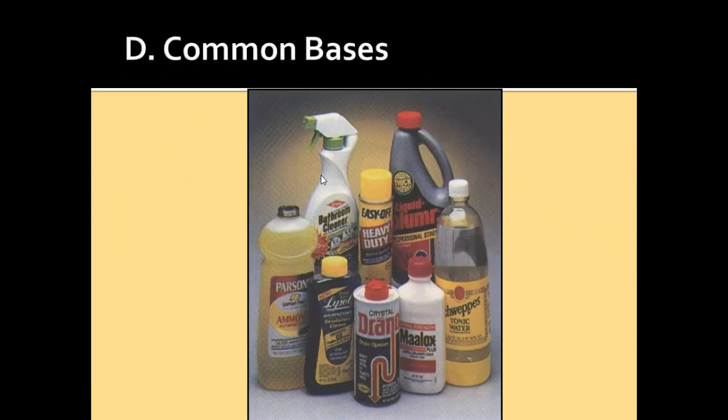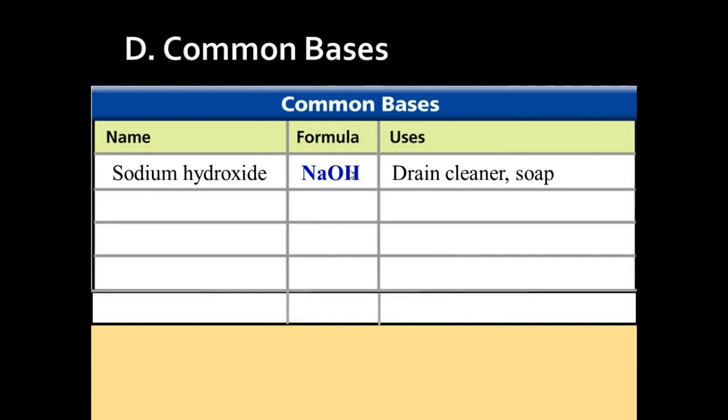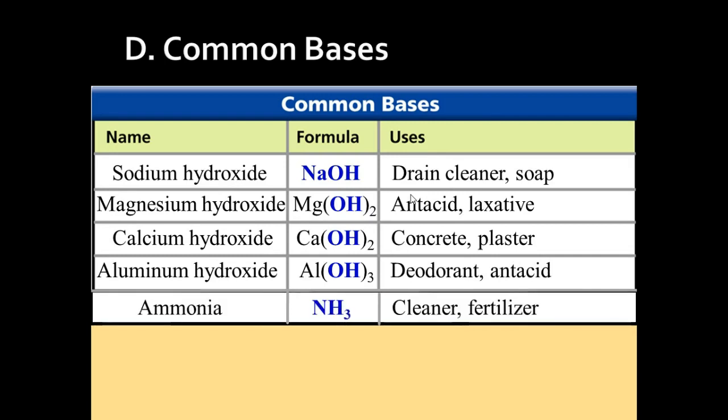And then we have some common bases, and notice how we have a picture of a bunch of household cleaners. So most cleaners are bases, and some common bases are sodium hydroxide, which is used as drain cleaner and in soap. Then magnesium hydroxide, an antacid or laxative, which is used for heartburn. So we throw in a base to ease your stomach of this acid. And then we have calcium hydroxide, which is used for concrete and plaster. We have aluminum hydroxide, deodorant or antacid, and then we have ammonia, which is used as a cleaner.